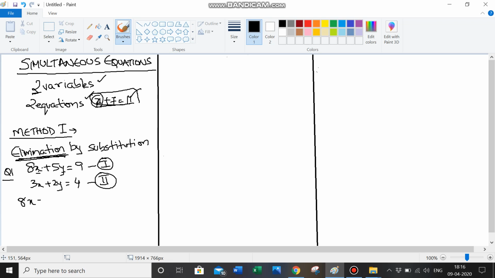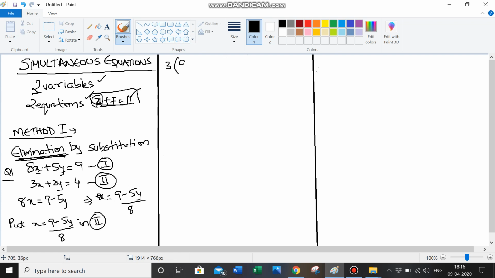So this is 8x is equal to 9 minus 5y. I've just taken 5y on the other side, which means x will be equal to 9 minus 5y upon 8. Now let's substitute it in equation 2. So put x is equal to 9 minus 5y upon 8 in equation 2. Why will I substitute in equation 2, not in equation 1? Because if you substitute equation 1 in equation 1, it will give you nothing. So you take one equation and put it in the second equation.